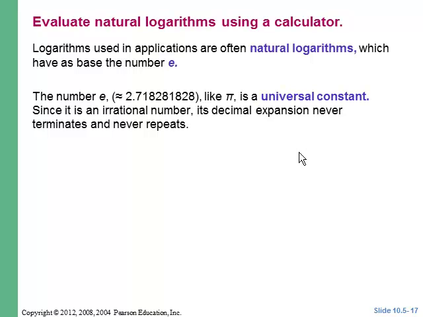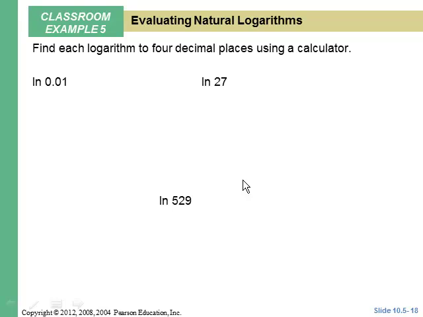Now, when would you use natural logs? Natural logs are used whenever we have a base e. e is about 2.71828 and so on. Like pi, it's a universal constant. We use it in connection with interest applications. So we have ln x, that would be the natural logarithm. The n stands for natural log. So on our calculator, we're going to use the natural log key.